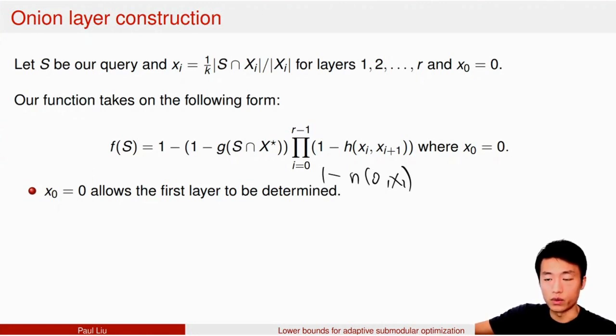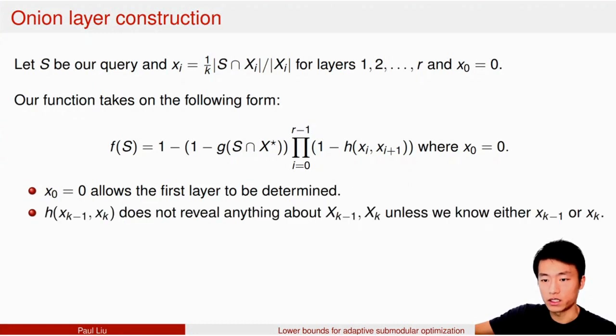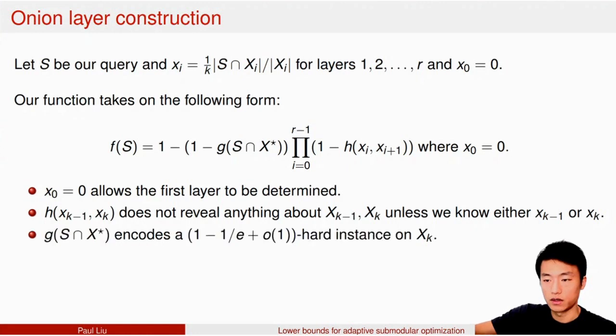Now, we'll construct this function h so that unless you're given the layer Xk or the layer Xk plus 1, you cannot deduce anything about either of the layers. Finally, the function g will encode a 1 minus 1 over e plus little o(1) hard instance. So we'll not describe how to construct the function g here, and more details about that can be found in the paper. But we will talk about the function h.